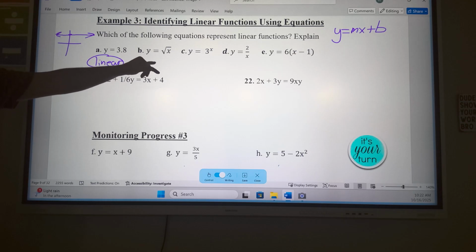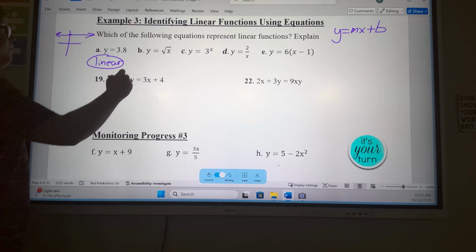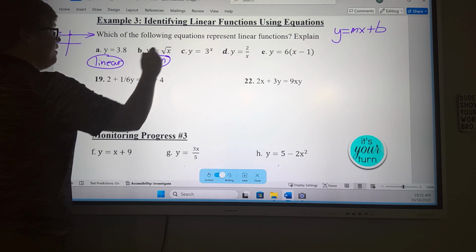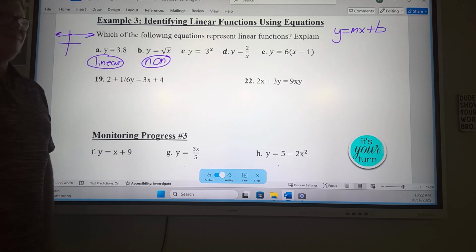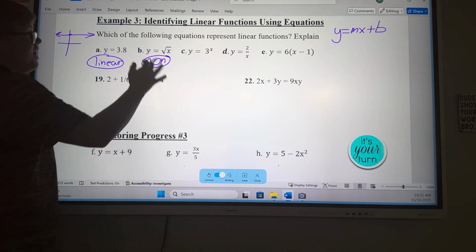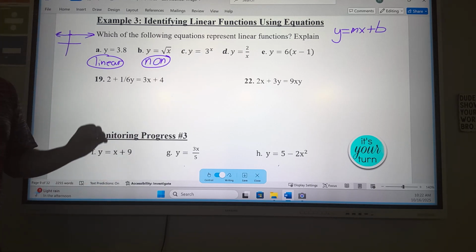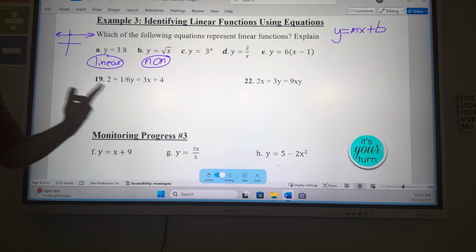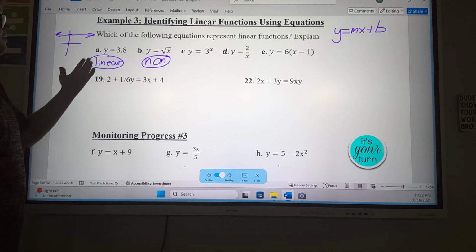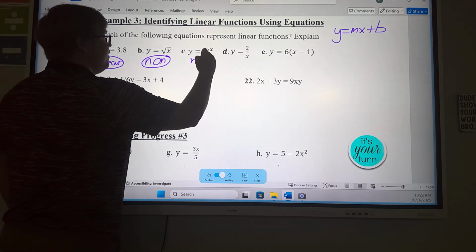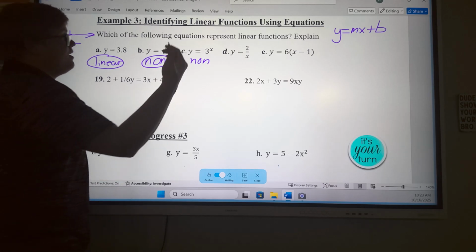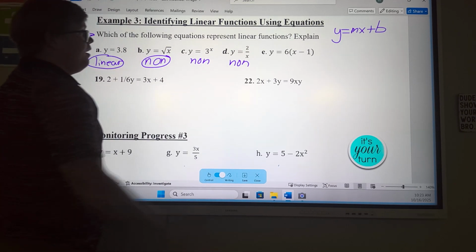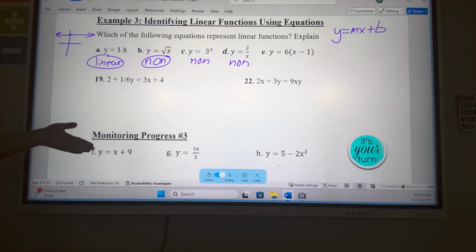Over here, square root of x, we do not have a square root in our slope-intercept form. This is a non-linear function. C, 3 to the power of x. We have our y equals, is there a power of x in that equation? No. The only time this equation would be linear is if it was 3 to the power of 1, because 3 to the power of 1 is 3, right? We'd have y equals 3. So, nonlinear. D, we have y equals 2 over x. Does not match, nonlinear.